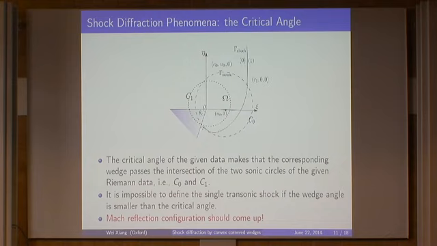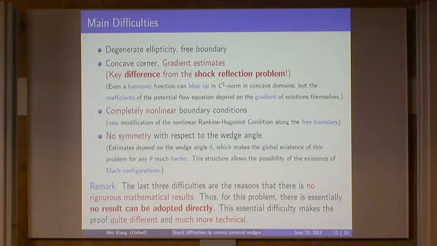So now, because it's mathematical, there are some difficulties in the mathematical way. First, of course, is degenerate elliptic and free boundary. You also mentioned the difficulty coming from free boundaries. I skipped that. So another difficulty compared to other problems is first the gradient estimate.